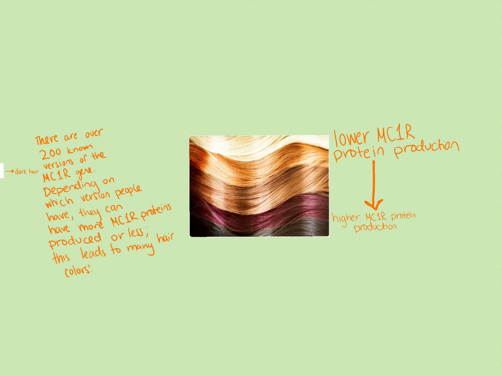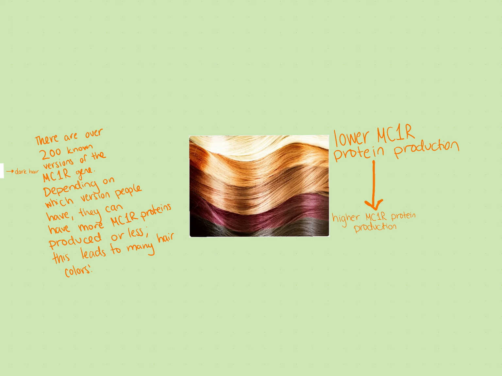So if you have a gene for MC1R that causes less protein production, then that means that you would have lighter hair. But if you have a copy of the MC1R gene that causes a lot of this protein to be produced, you would have darker hair. These different versions of the same gene are called alleles, and that's something that we're going to talk about a lot more in the future.